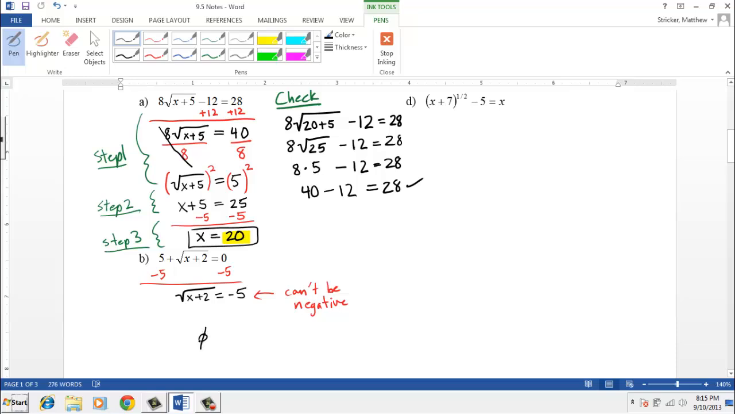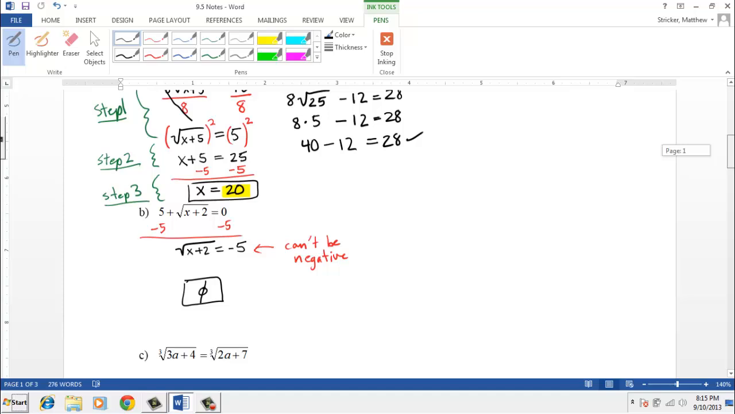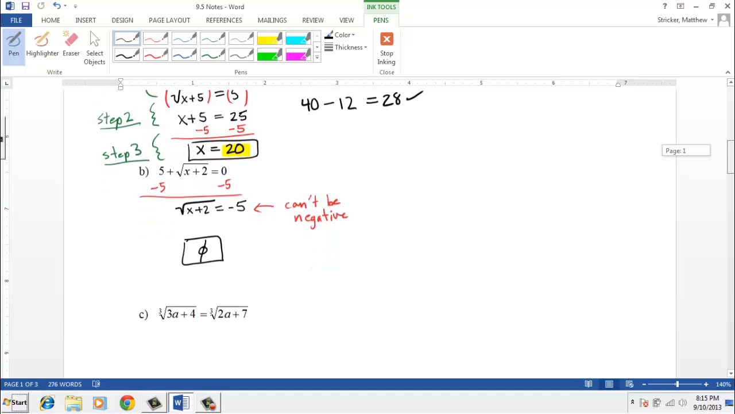We can't have a square root be negative. Just keep that in mind. Whenever you, just like with absolute values, they can't be negative. Well, the result of a square root can't be negative.